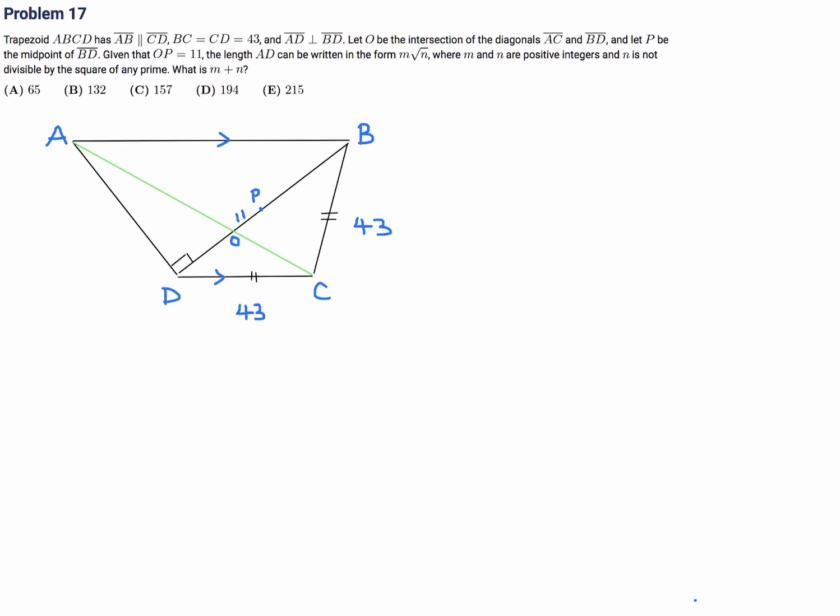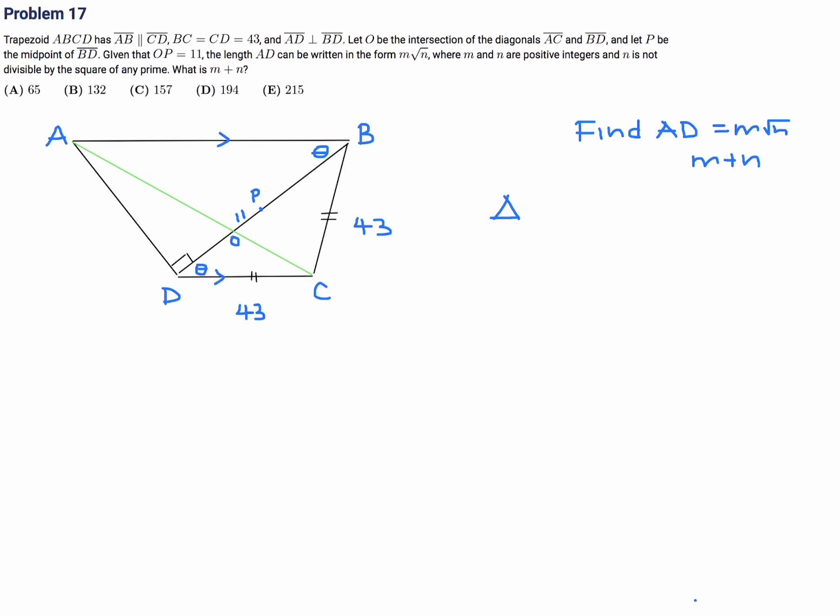All right, and then we have to figure out AD. So find AD, and that is equal to m root n. And then in the end, we have to figure out m plus n. Okay. So I very much think there's a lot of similar triangles in this one. That just screams similar triangles, because as soon as I saw parallel, that means they're going to use that Z pattern and all that stuff.